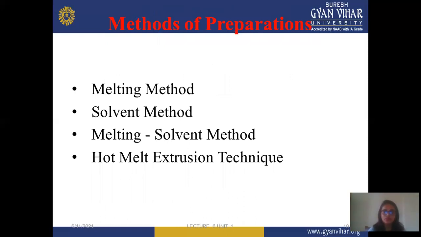Next is methods of preparation. There are different types of methods. First is melting method, second is solvent method. The melting solvent method is a combination of both melting and solvent method. Then next is cold melt extrusion technique. These are the common methods for solid dispersion.